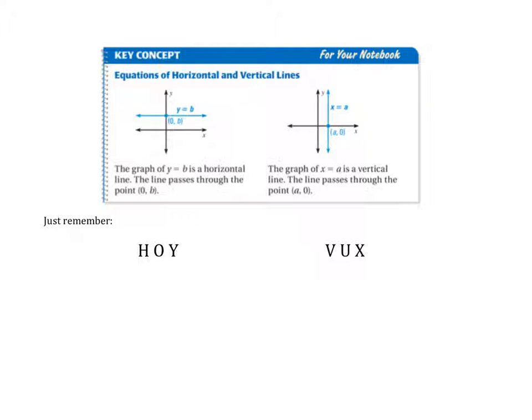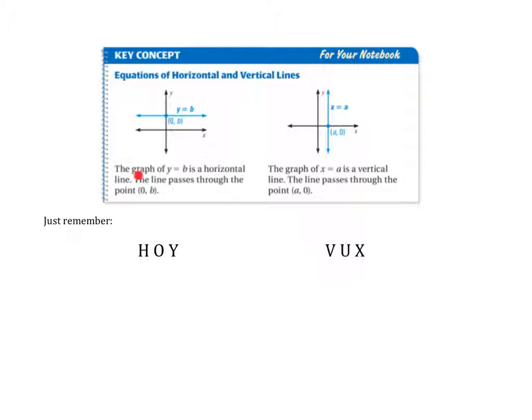This is the Hoy and Vux part. The graphic that I've given you is from the book, and it's how you are supposed to identify the horizontal and vertical line equations when you're given them. However, I'm going to give you an easy little mnemonic device in order to figure out when you have a horizontal equation and when you have a vertical equation, and that's where Hoy and Vux come into play. But let's first look at what the book has to say.